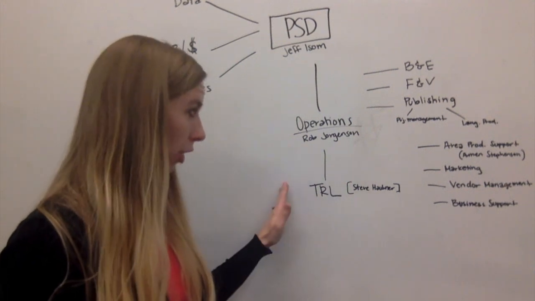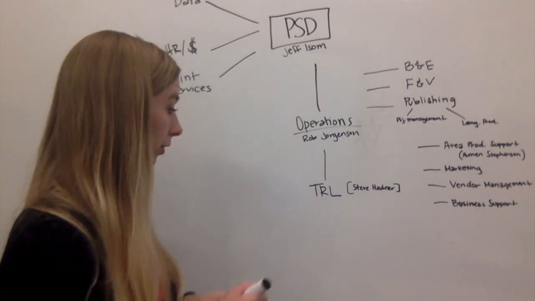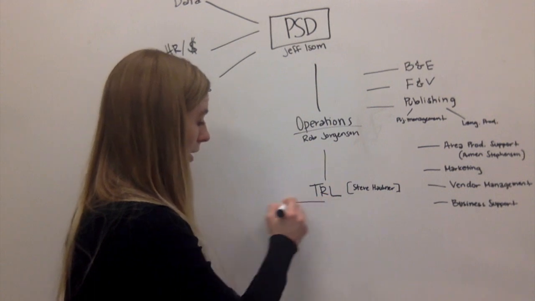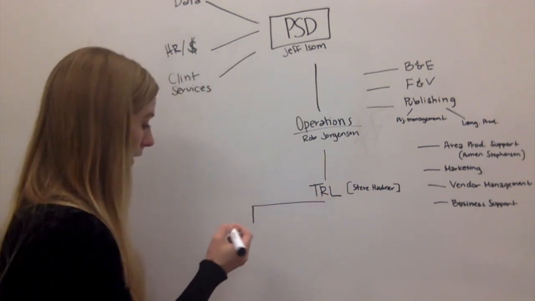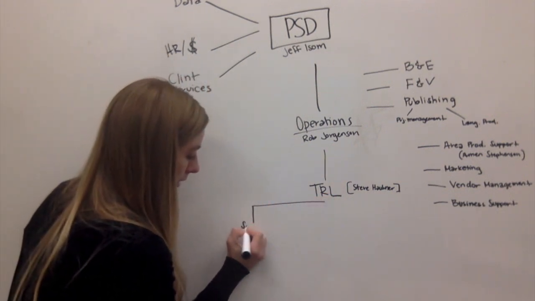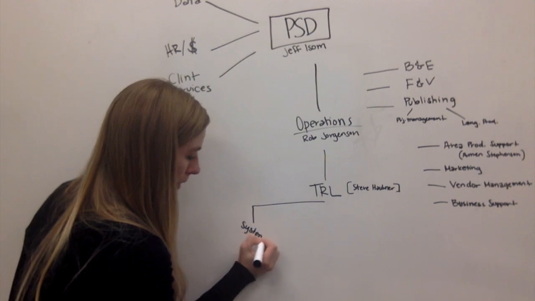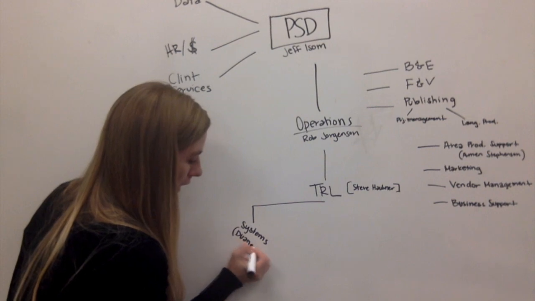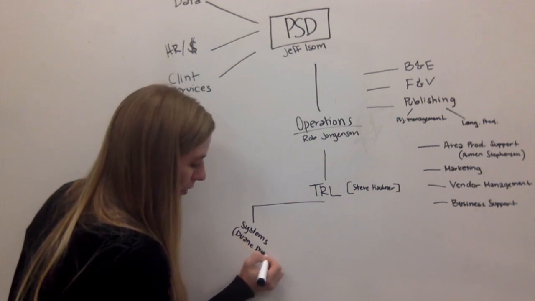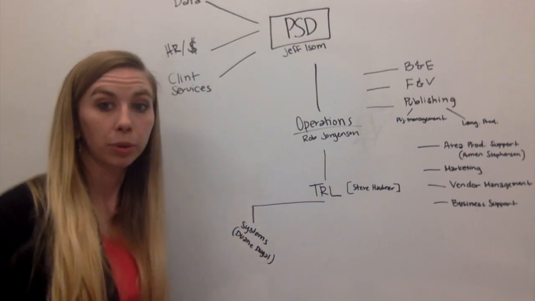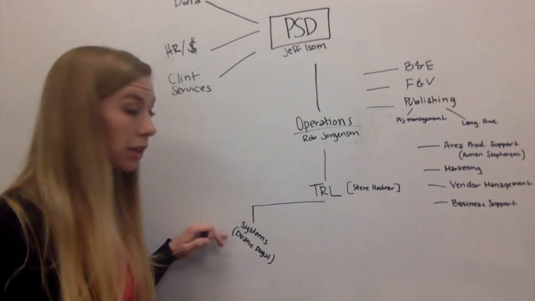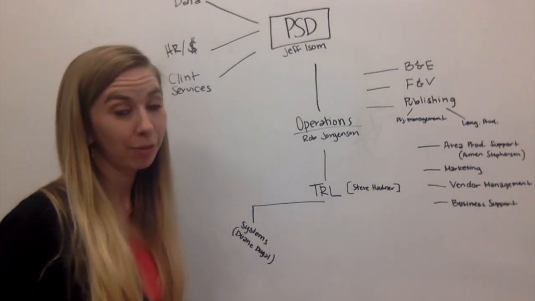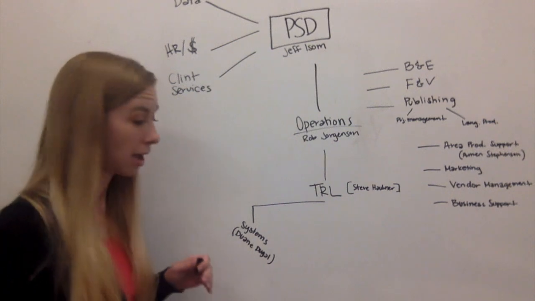So underneath Rob in translation, we have a variety of teams. We have systems, and that's Dwayne Dougal. And we're working very closely with Dwayne right now on all of the ClueNet implementation tasks. So systems are a lot more prominent in our work right now than we may typically see them.